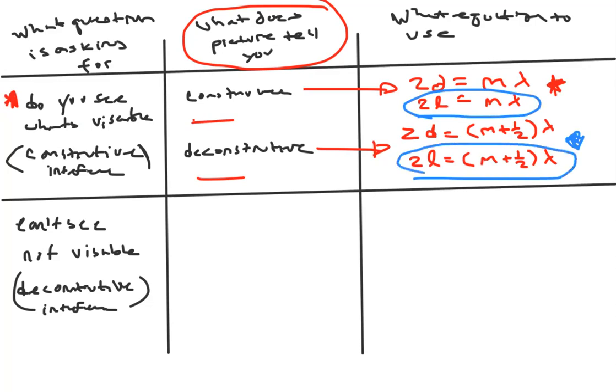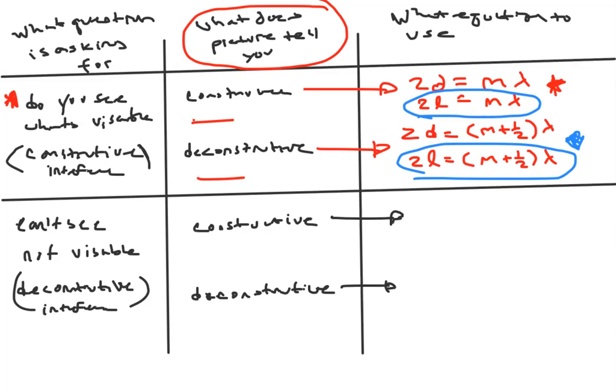Okay, and then what if the question says, okay, what wavelengths aren't visible? Which ones can you not see? Well, again, when you do your picture it is going to either show constructive or deconstructive interference, because that's your picture. Your picture is showing you this based off the way that the situation's set up.